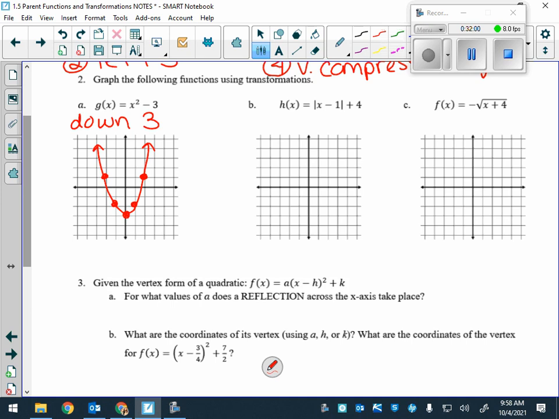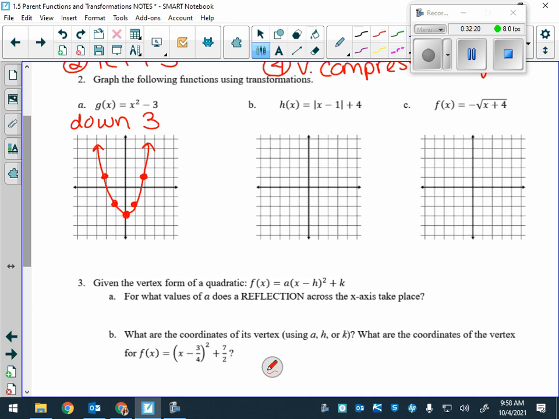I think it has a vertical stretch by 1. The vertical stretch has to be greater than 1, or in between 0 and 1 for a compression. So 1 is just a normal shape. It doesn't change it. Okay?